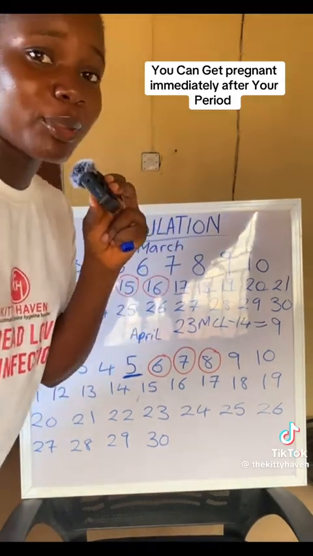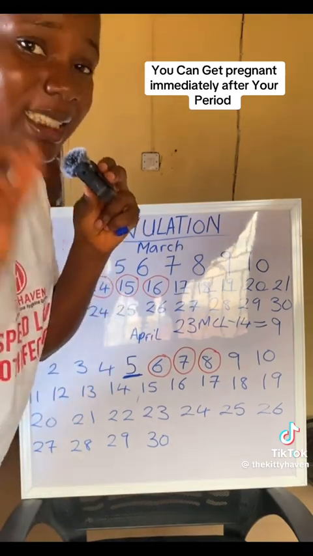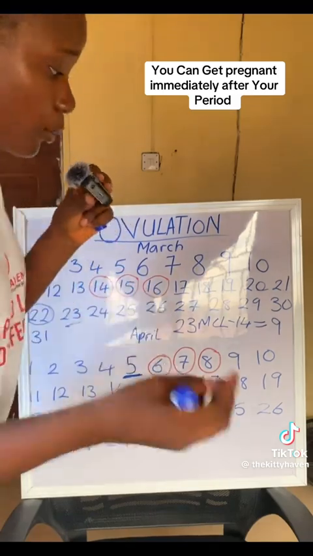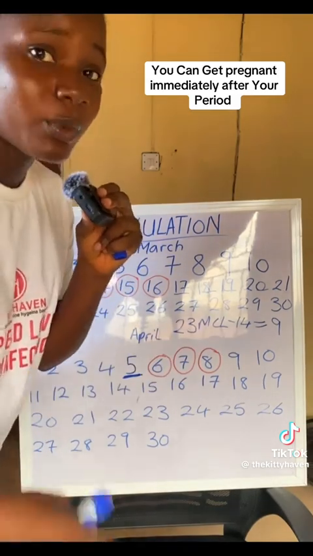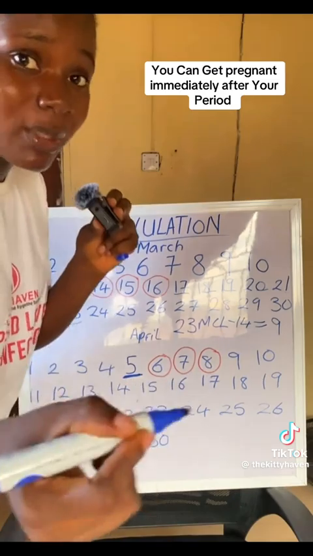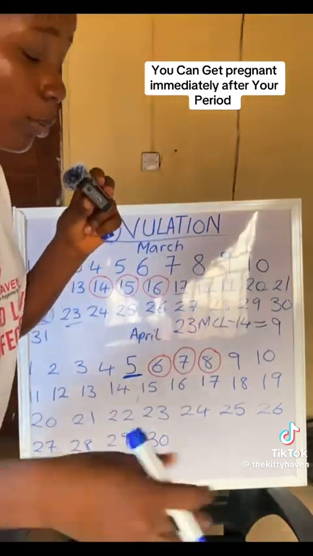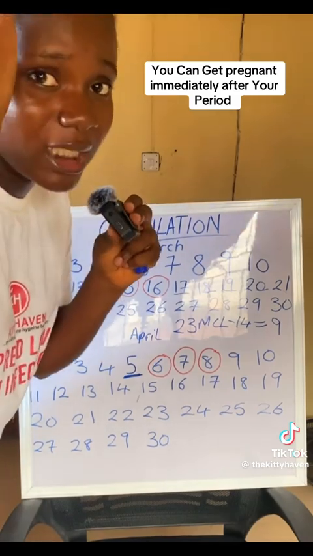So it is possible for you to get pregnant immediately after your period, and this is always common for people with short cycle. Moyo has a 23 days menstrual cycle length, which means she has a short cycle. Now it is even easy for Moyo to predict her next cycle, because she already knows that she has a 23 days menstrual cycle length too.